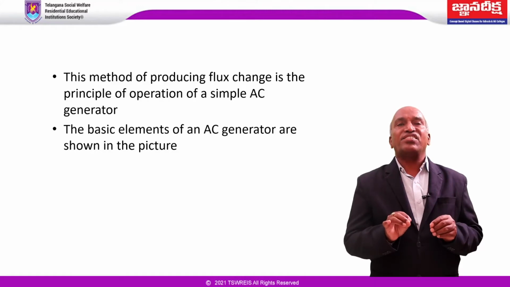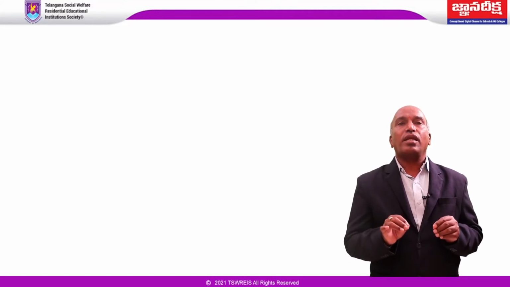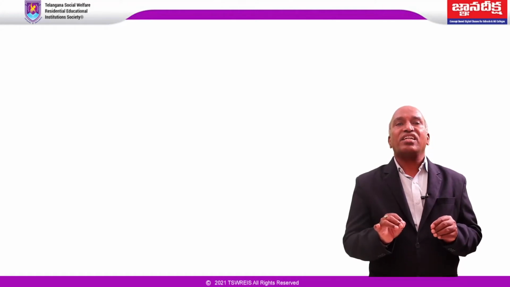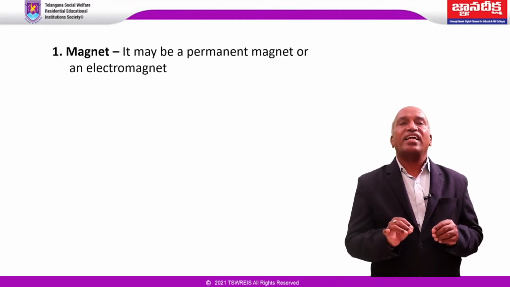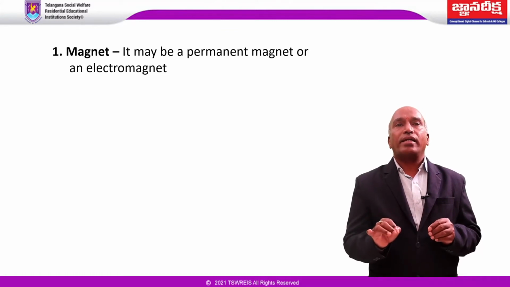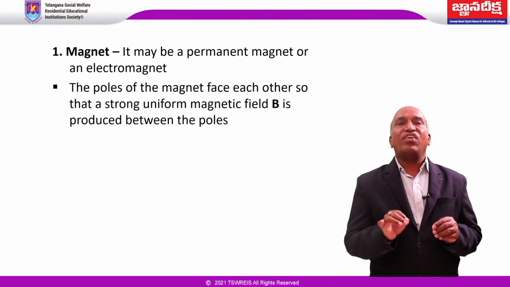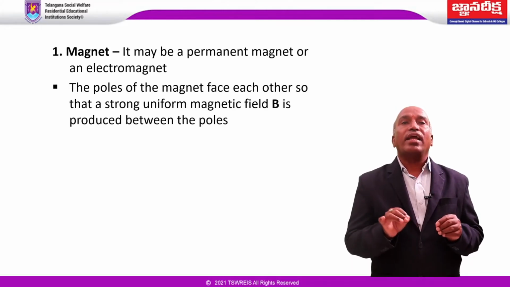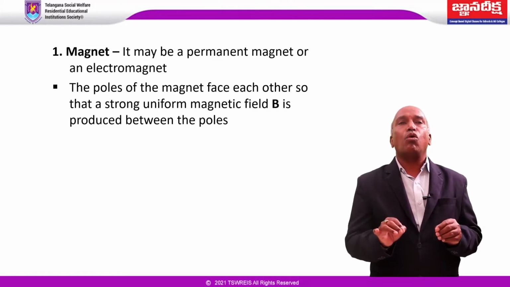The basic elements of an AC generator are shown in the picture. It consists of three main parts: a magnet, an armature with slip rings, and brushes. Number 1: Magnet. It may be a permanent magnet or an electromagnet. The poles of the magnet face each other so that a strong, uniform magnetic field B vector is produced between the poles.